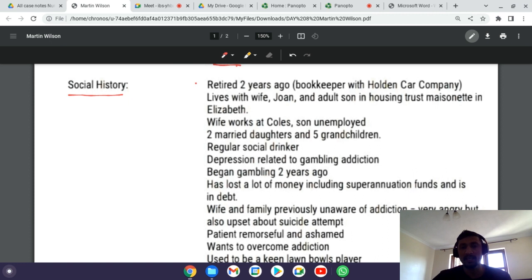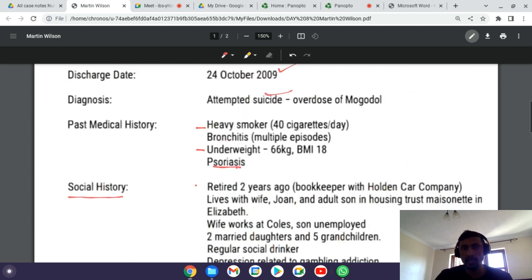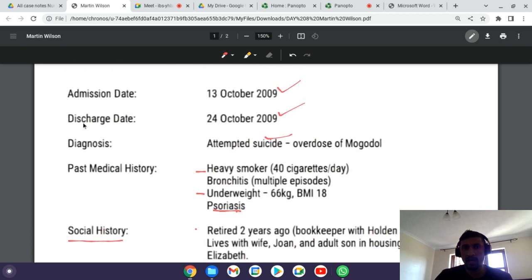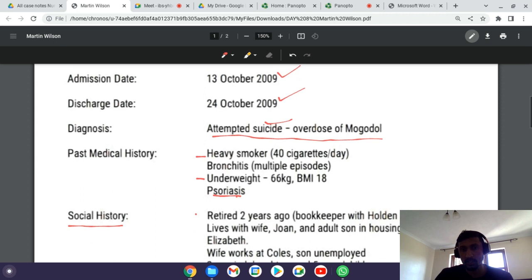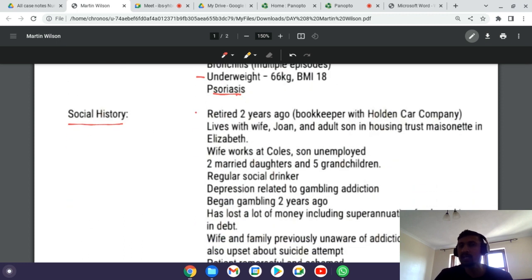So why it is relevant, why it is irrelevant depends upon to whom we are writing and what is the patient's condition. So we know the condition of the patient, the diagnosis of the patient is attempted suicide. So this also you should keep in mind. We already read that. Okay. So overdose of Mogodol. Okay. So that means something related to after retirement. We don't know yet. We just considered it as semi-relevant.